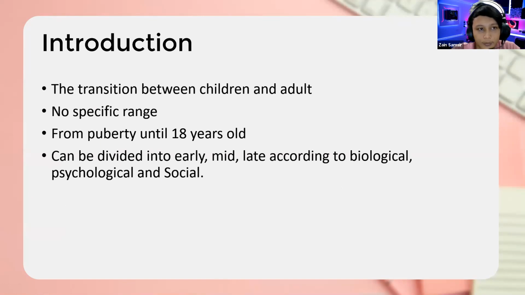So actually, what is adolescence? It is a transition age between children and adult. According to the book, it does not have a specific range, but it is defined as from puberty until 18 years old. But according to Dorland's medical dictionary, it ranges from 11 years old until 19 years old. Then it can also be divided into early, mid, and late adolescence. But it is not according to the years itself, but according to the biological, psychological, as well as social development of the adolescent.